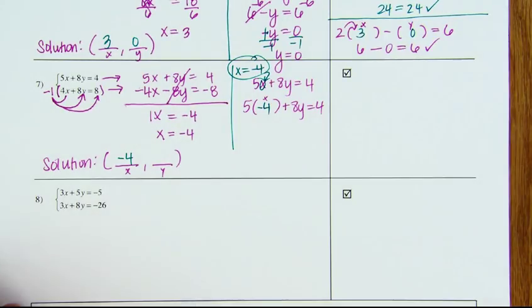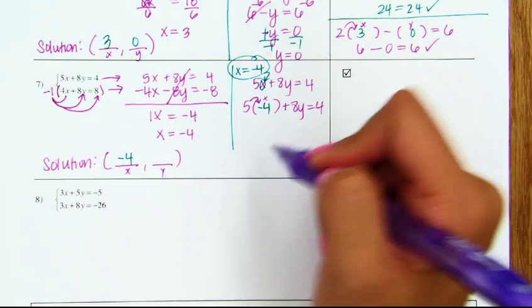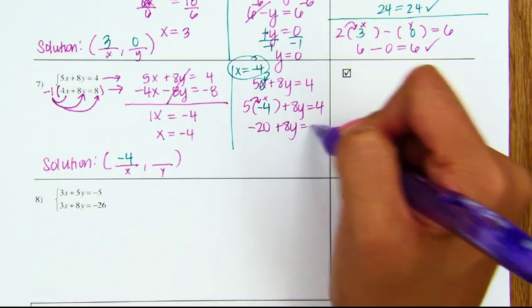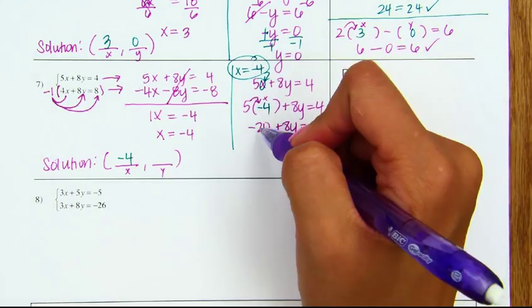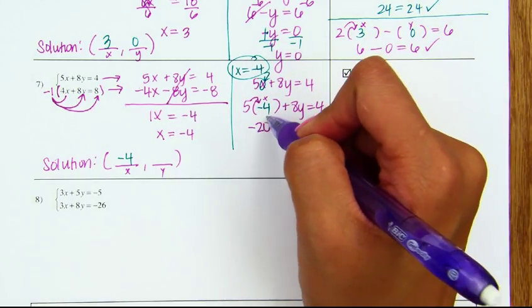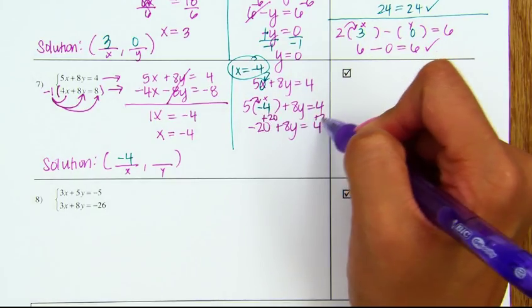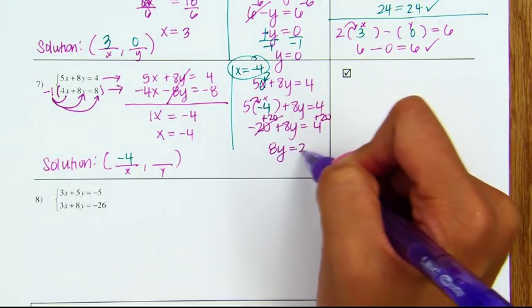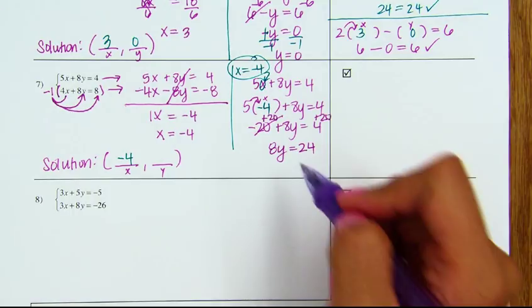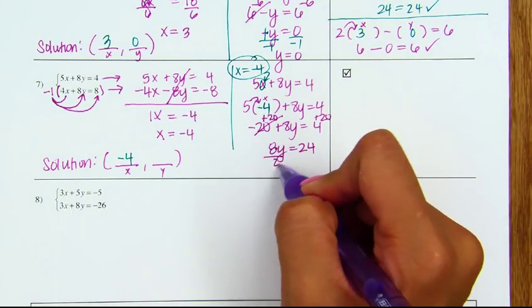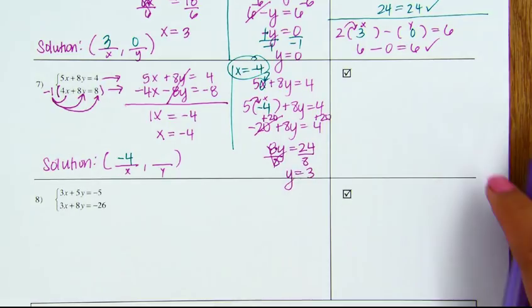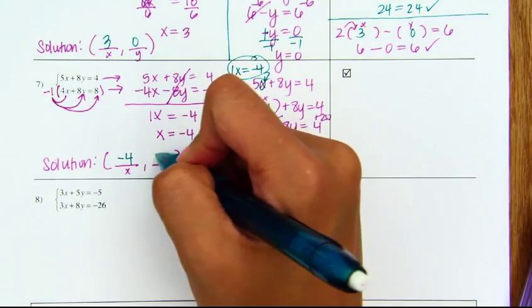We're going to simplify what we have. 5 times -4 is -20 plus 8y equals 4. Now I'm going to get rid of this -20 by adding 20 to both sides, leaving me with 8y equals 24. Almost done. We're going to get rid of this 8 by dividing both sides by 8, leaving us with y equals 3. So here is my answer.